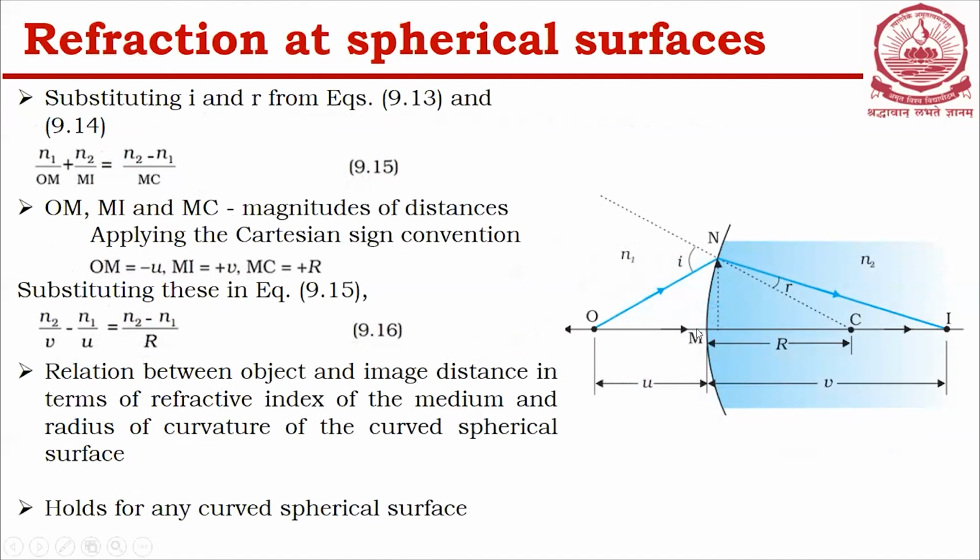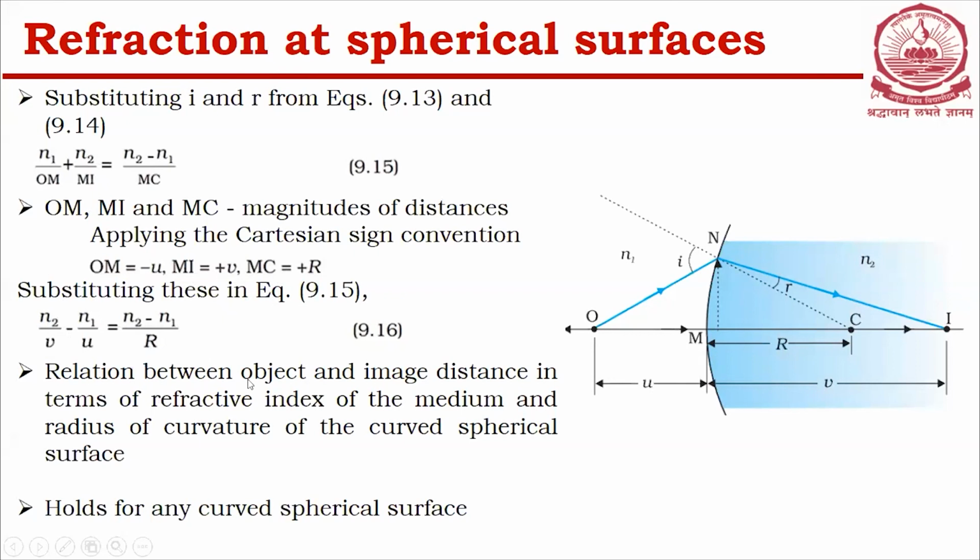This OM is nothing but your object distance. It is actually measured against the light propagation, so this is minus u. MI is along the direction of light propagation, so it is positive, and MC is also positive. This is the radius of curvature. If you apply all this sign convention here, then you will get N2 by v minus N1 by u is equal to N2 minus N1 by R. So this is the equation for a spherical refracting surface.